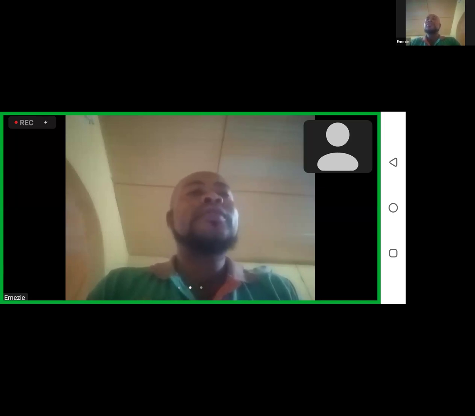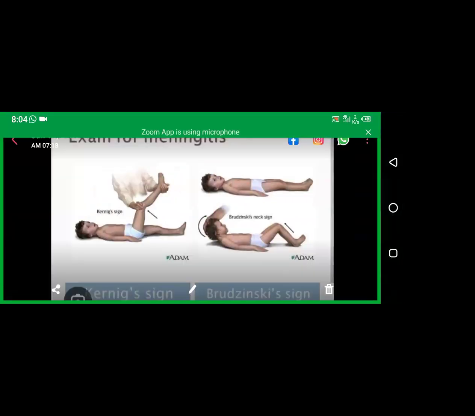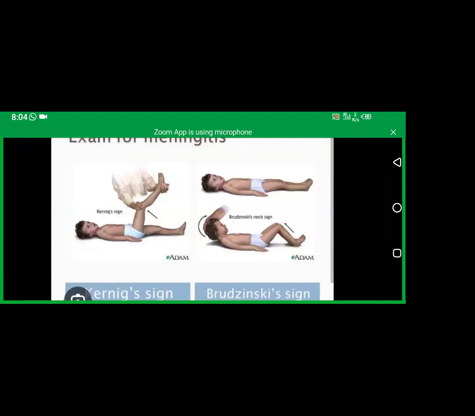It can't move. You try to flex the neck by putting a little force at the back of the head, but you encounter resistance. The neck could not move. So when a patient has that, we say there is neck stiffness. After neck stiffness, the next thing you are expected to do is the Brudzinski sign. At the same time you are doing neck stiffness, you are also doing Brudzinski.